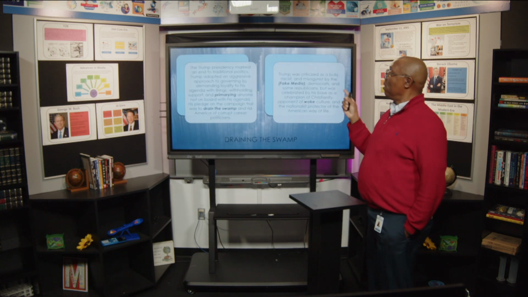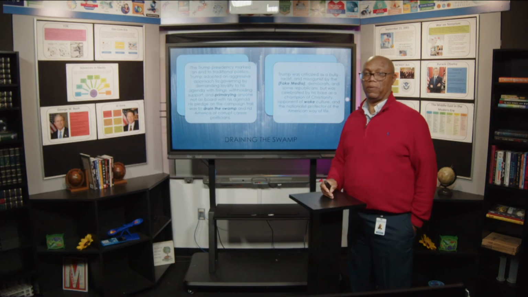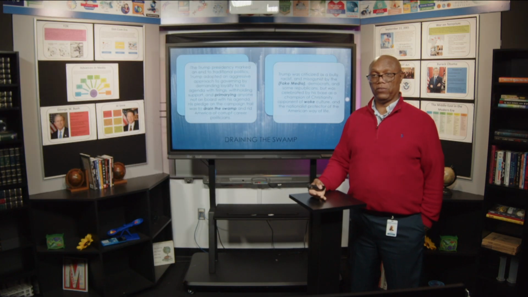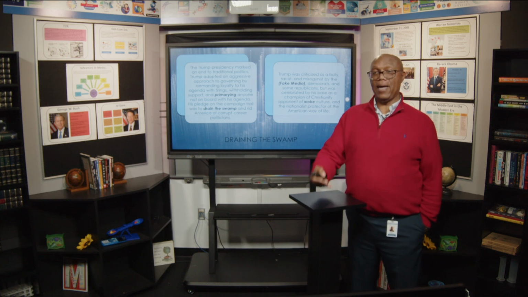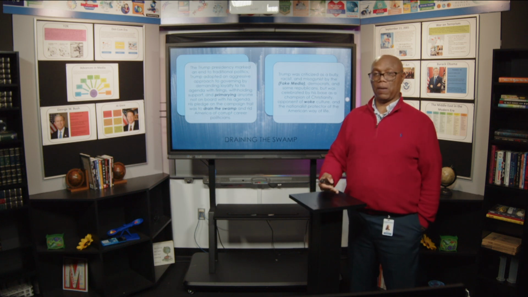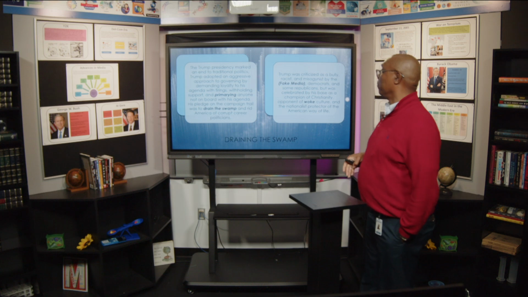Draining the swamp. The Trump presidency marked the end of traditional politics. Trump adopted an aggressive approach to government by demanding loyalty to his agenda with firings, withholding support and primarying anyone not on board with his agenda. If you are a person in the Republican Party that spoke out against Donald Trump, when you were running for office to be reelected, he would have somebody primary you. In other words, where you might not have any competition for the nomination for the Republican Party, he would make sure that there was some competition for you that might prevent you from becoming the party's nomination for your particular district.